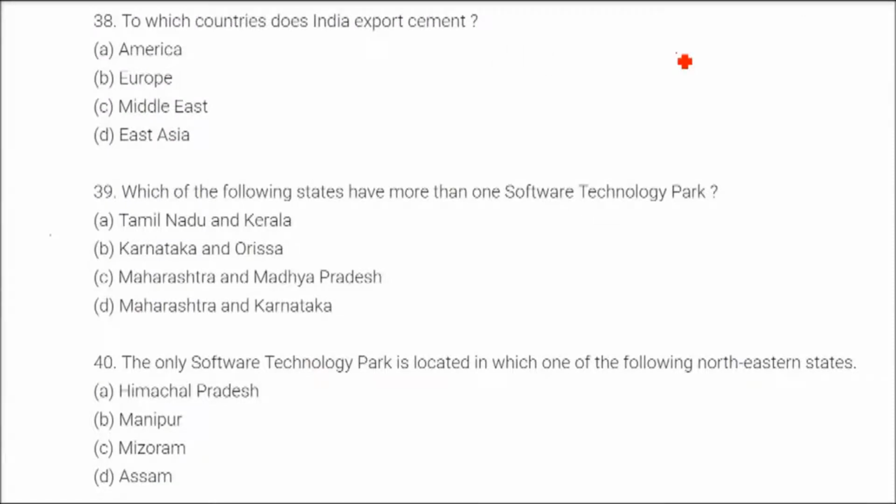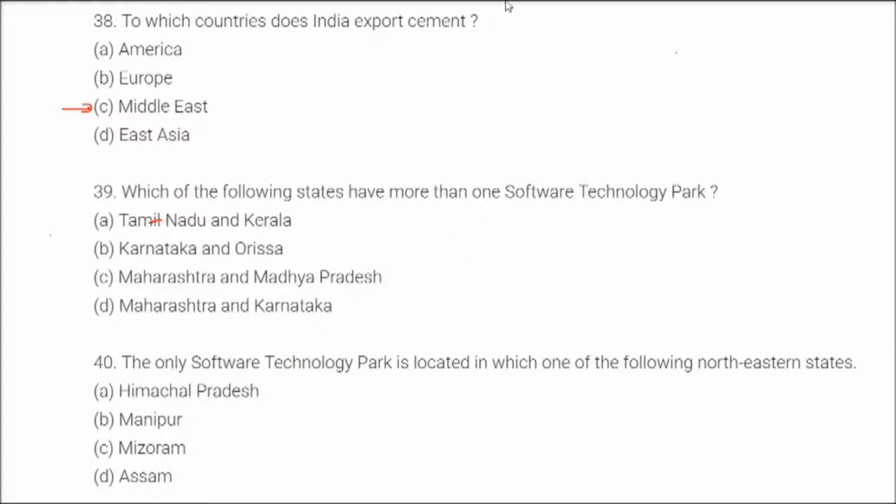Next, to which countries does India export cement? There are various countries, but the Middle East is the main. That is why most of the cement industries are in Gujarat, and the transportation is quite easy from there.